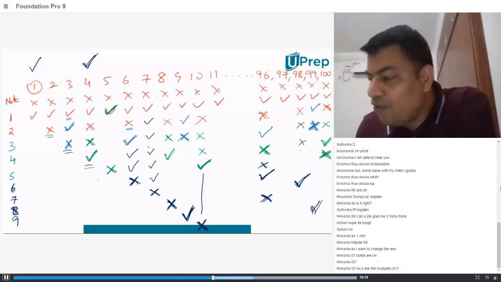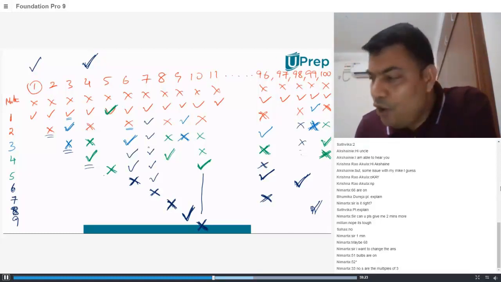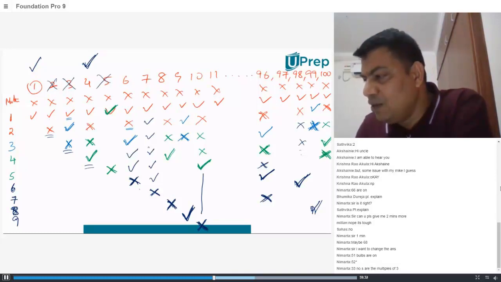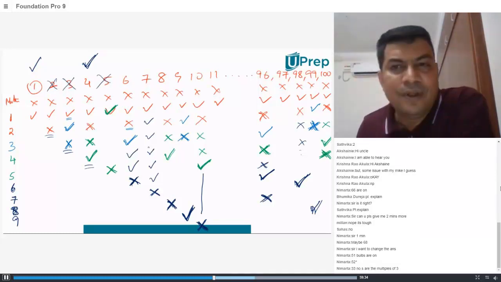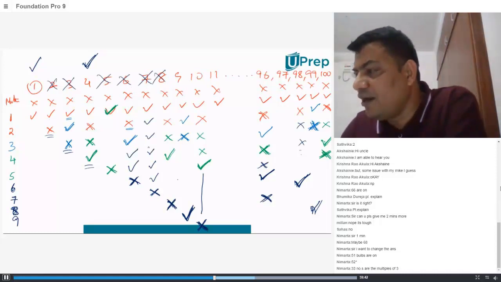What about 5? Off. Will it get on sometime later? No, sir. 5 will not get on. So 2 will be off permanently, 3 will be off permanently, 5 will be off permanently. Let's see 6. 6 is off, so 6 will also be off permanently. What about 7? 7 is also off. 8 is also off, whereas 9 is on.